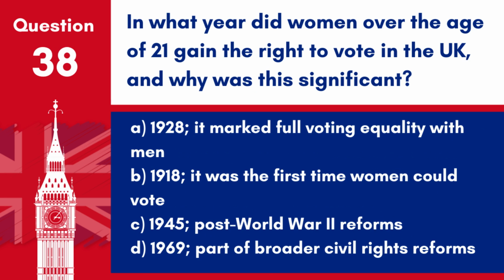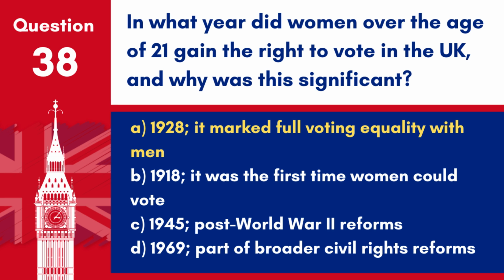Question 38. In what year did women over the age of 21 gain the right to vote in the UK, and why was this significant? A. 1928. It marked full voting equality with men. B. 1918. It was the first time women could vote. C. 1945. Post-World War II reforms. D. 1969. Part of broader civil rights reforms.